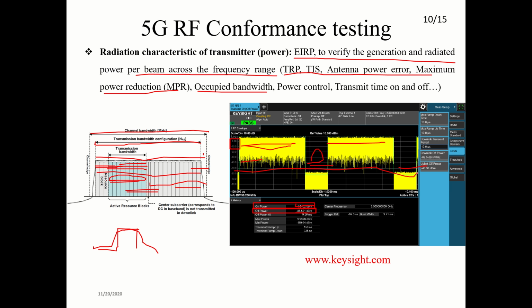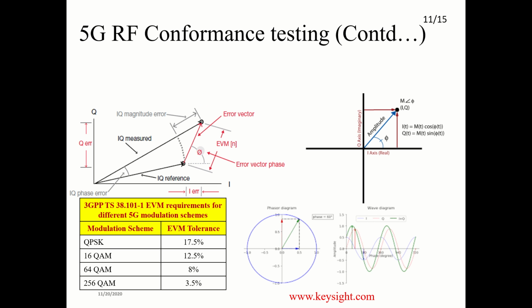If it is not meeting the limit, then we have to see what the problem is, because some UE RF components may have problems. Apart from test solution problems, when the test solution has no problem, then we have to look at it from the RF component point of view.